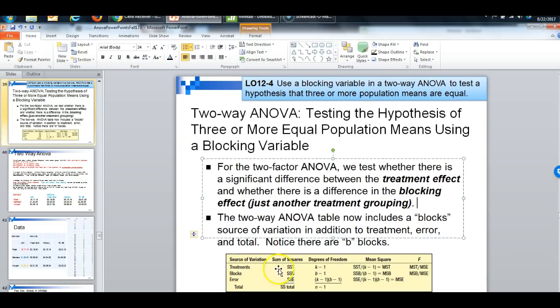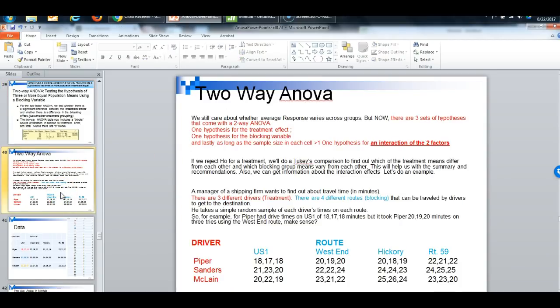So we do have mean square treatment right up here, but we also now have mean square blocks. With a two-way ANOVA, we've got more than just a treatment and a block. If we have more than one observation in each cell, we can also get an interaction. So let's talk about what it is that we can get here. So we have a response variable, right? We have my response variable, very important.